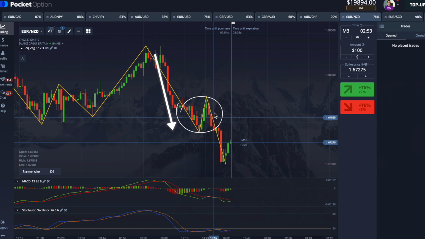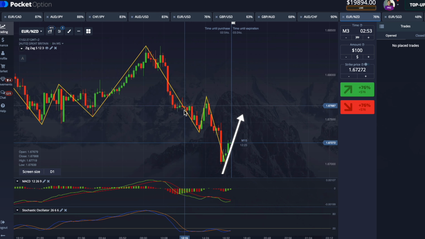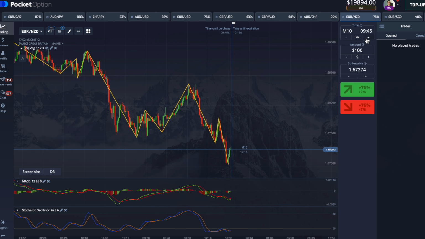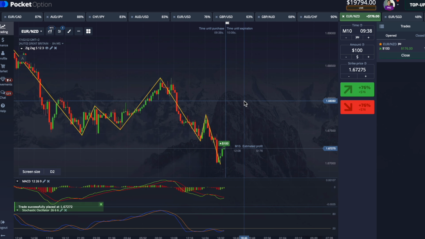So here we make use of the double impulse pattern again. The market has already begun moving up towards the level of consolidation, and it's the zigzag that approximately shows us where the market is going to be heading. Here again we buy a call option that expires in 10 minutes and see what happens.